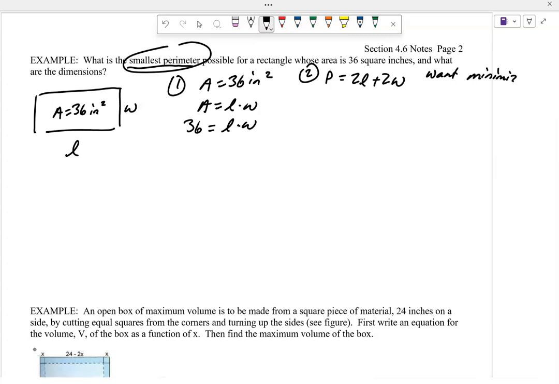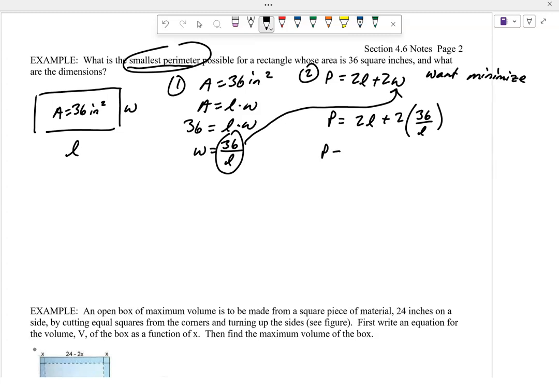I'm going to be taking the derivative of this, but I would like it all in terms of one variable. So I'm going to use the fact that since 36 equals L times W, W equals 36 over L. So let's throw that in right there. So our perimeter is 2L plus 2 times 36 over L. So P equals 2L plus 72 L to the negative 1.